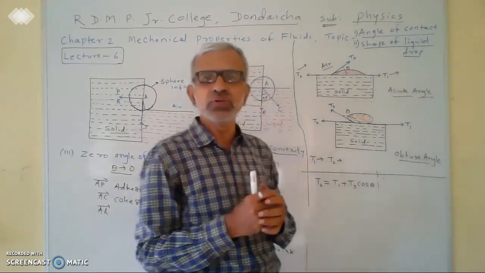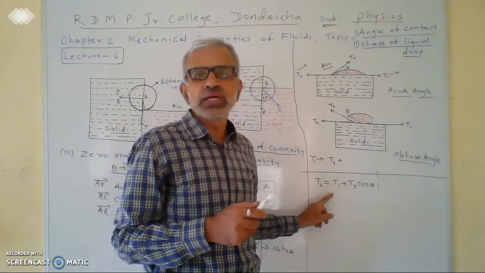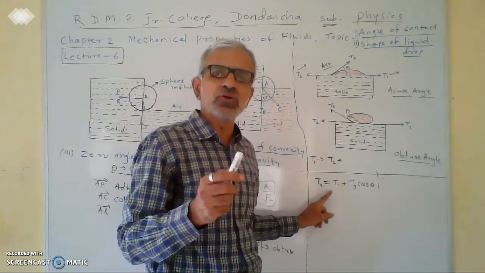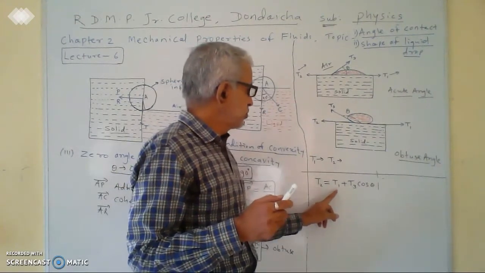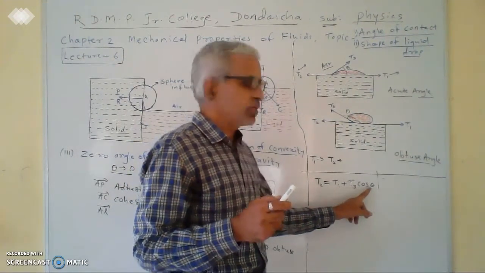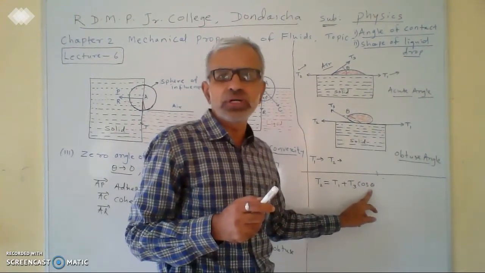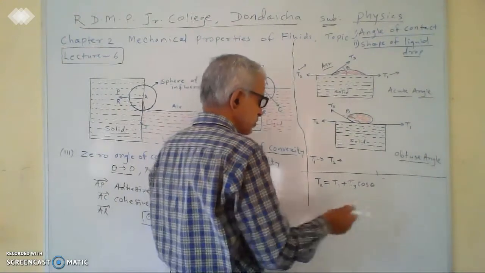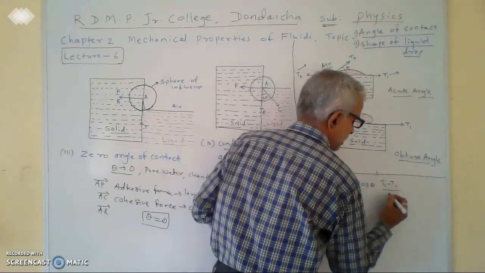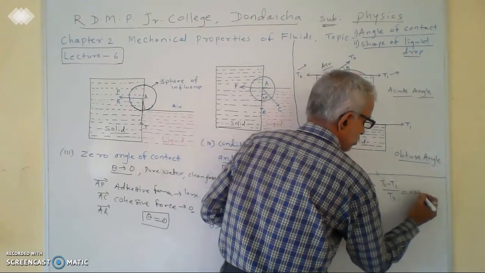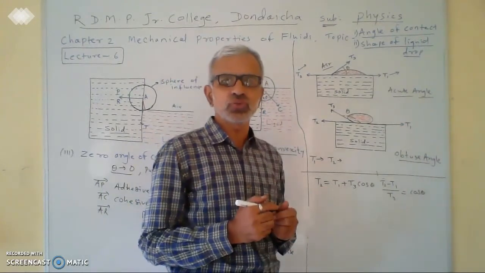when the liquid drop is in equilibrium, it will satisfy this equation: T2 equal to T1 plus T3 cos theta, where theta is the angle of contact. Now you can write this equation as (T2 minus T1) divided by T3 is equal to cos theta. मॅथमॅटिकली हे इक्वेशन आपण असं लिहू शकतो.